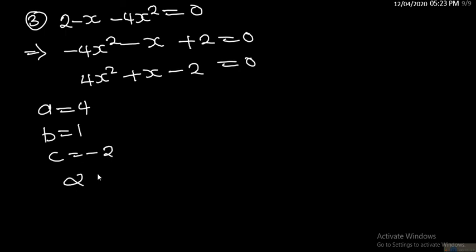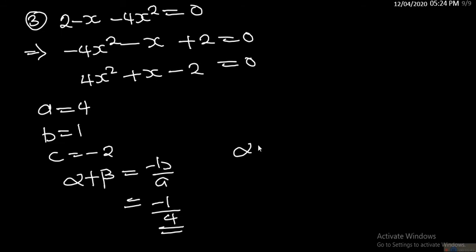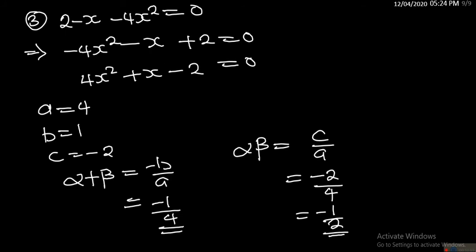So now alpha plus beta is minus b over a, which will be minus 1 over 4. And your alpha beta is c over a, which is minus 2 over 4, which is minus 1 over 2. Then you are done with the equation.